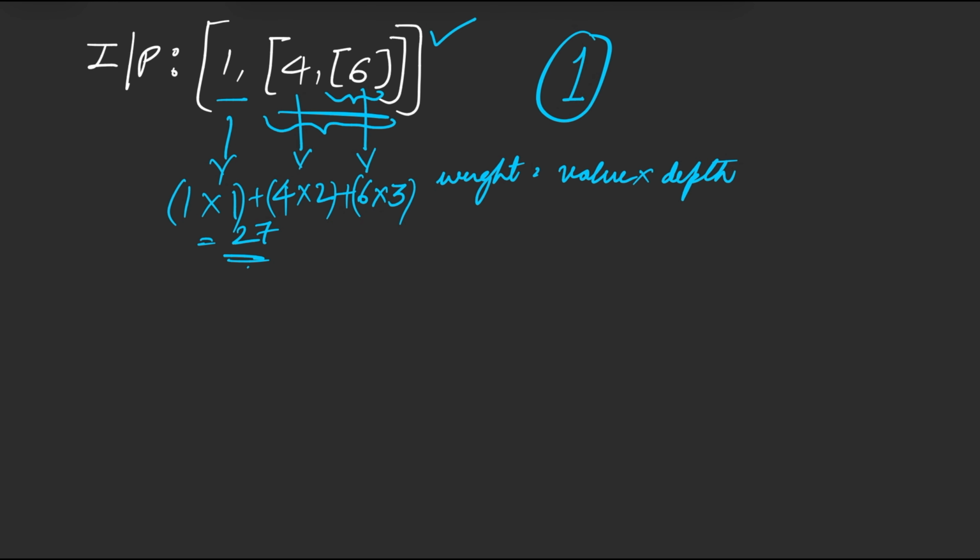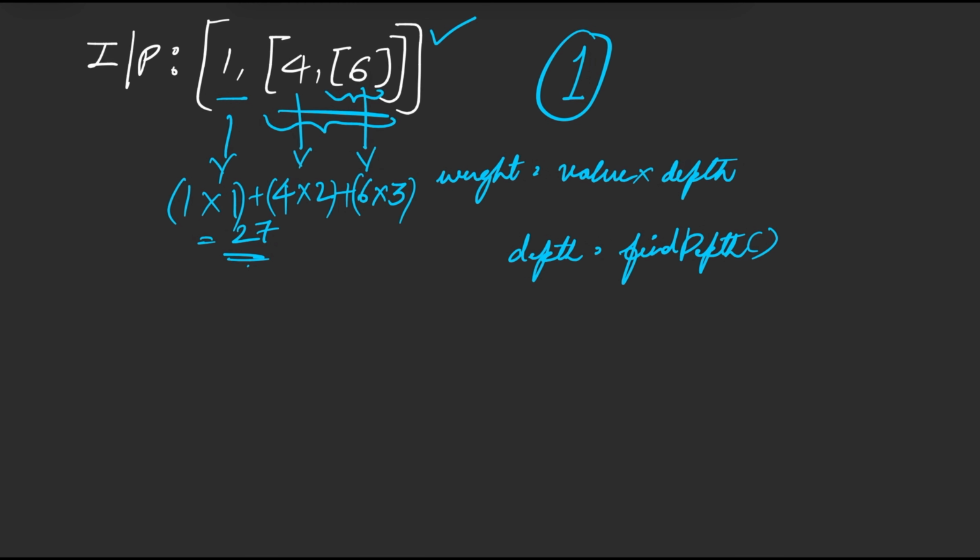A naive idea would be for every integer, find its depth by calling a method, say find depth, which will use depth first search, and then multiply the value with the depth found, which gives you the weight, and add the weight to the answer. With this approach, we would end up traversing the nested lists repeatedly for every element just to calculate the depths, which would lead to a time complexity of big O of n square, which is bad.